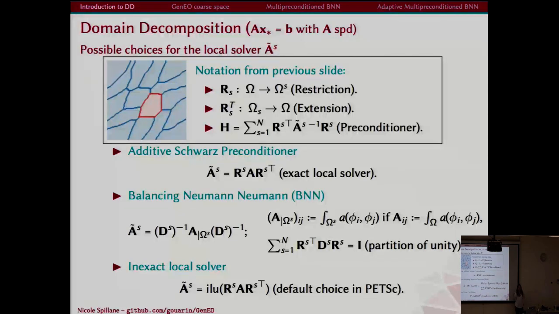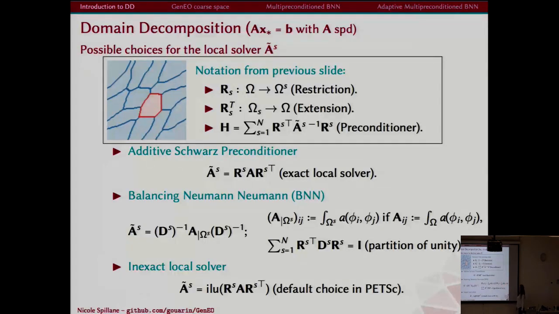So D_S is just a diagonal matrix, such that if you put all these D_S's together, then you get a partition of unity. So these are just diagonal matrices that have weights in them that tell you how you share the degrees of freedom that are shared by several subdomains between the subdomains. So that's the first ingredient, and the second ingredient is the local matrix A restricted to omega S, which is the matrix that you get if you assemble your problem on subdomain omega S instead of assembling it on the global domain omega. So that's also quite standard.